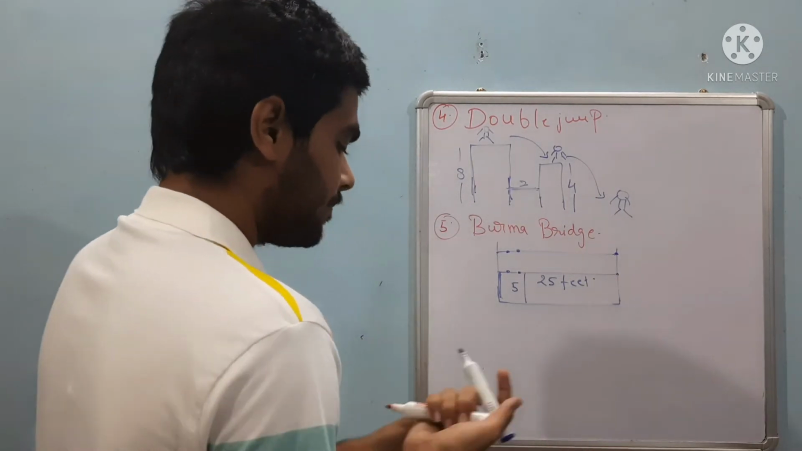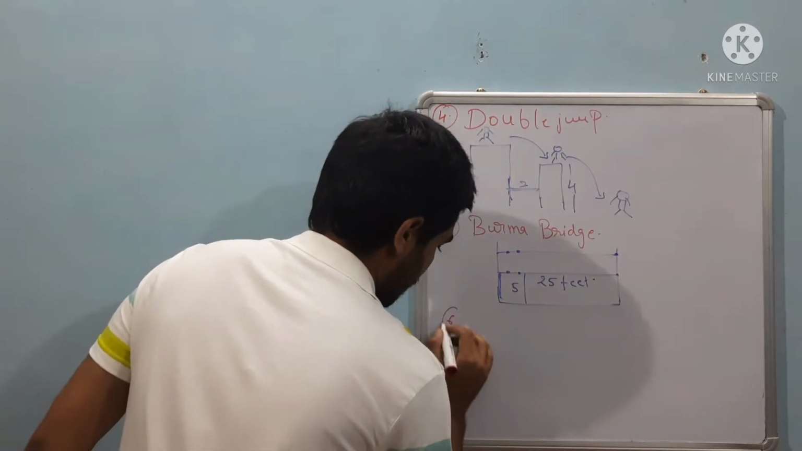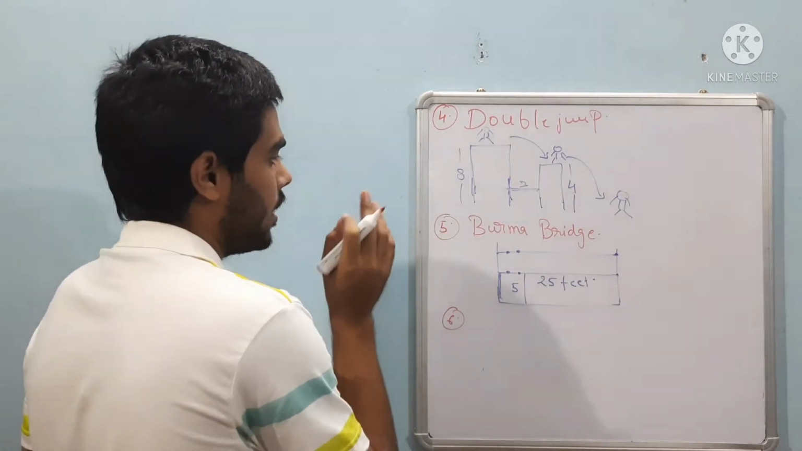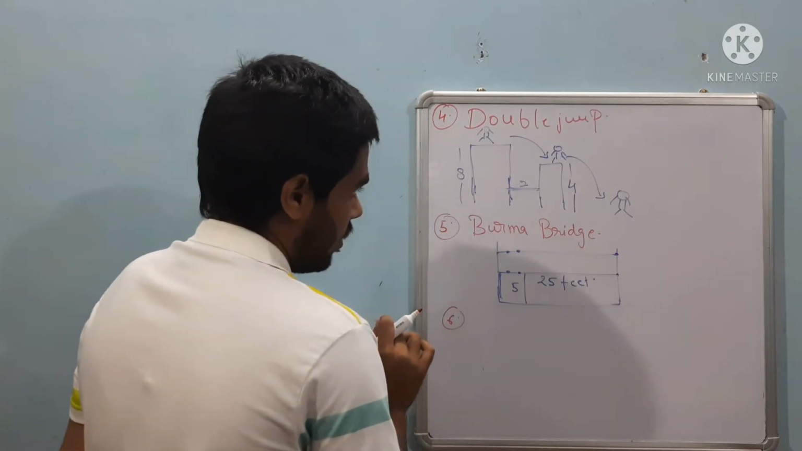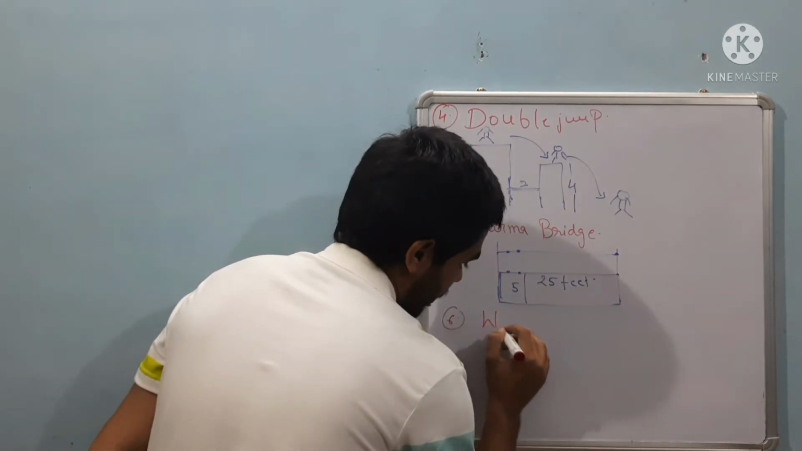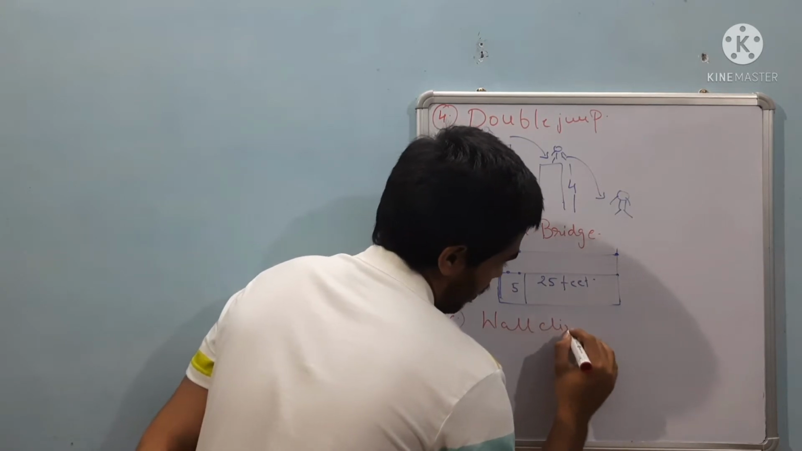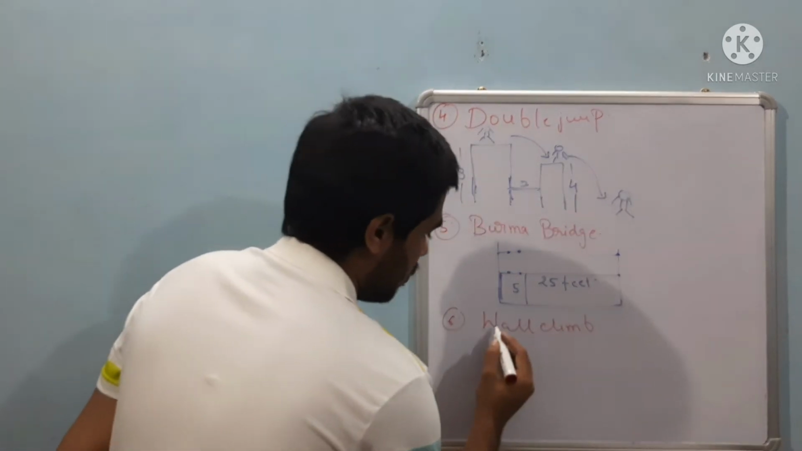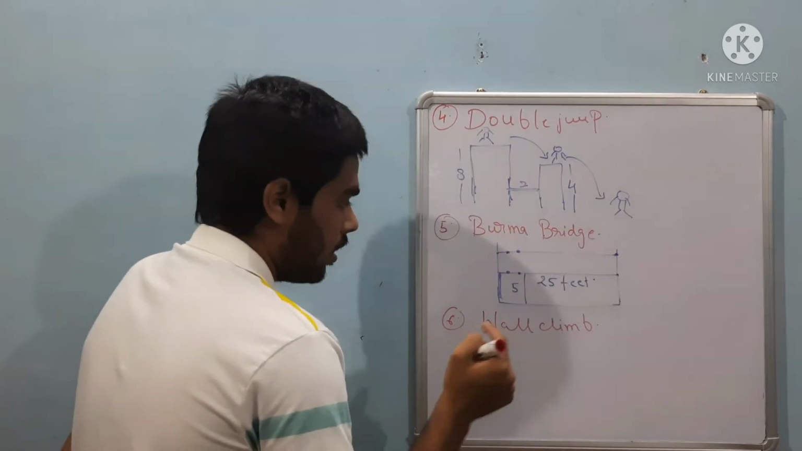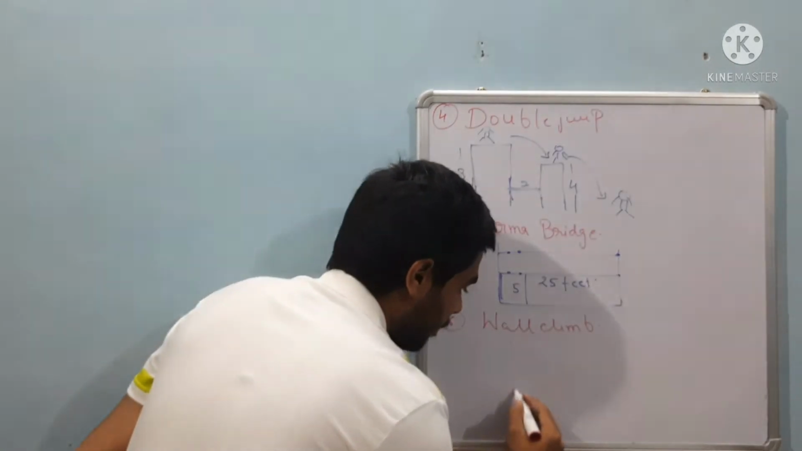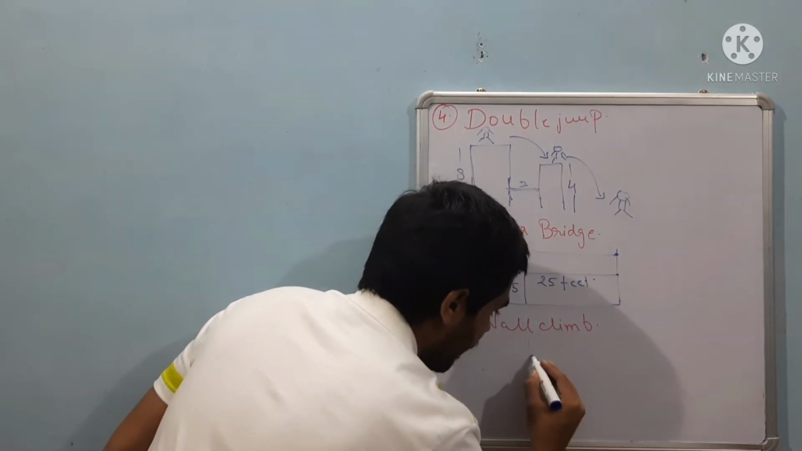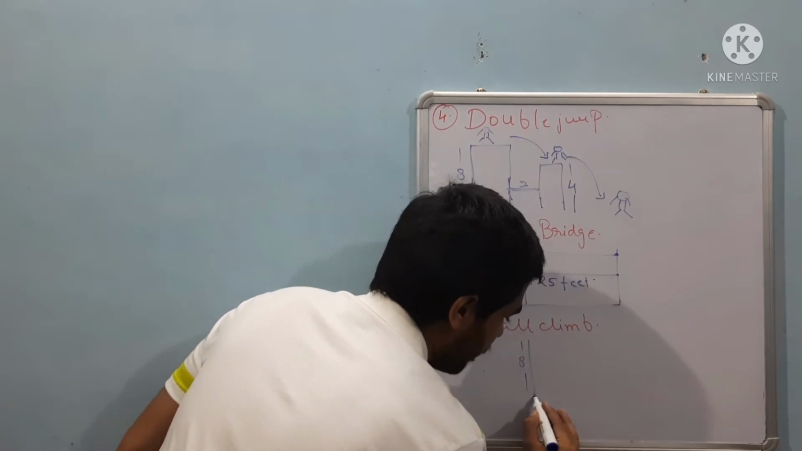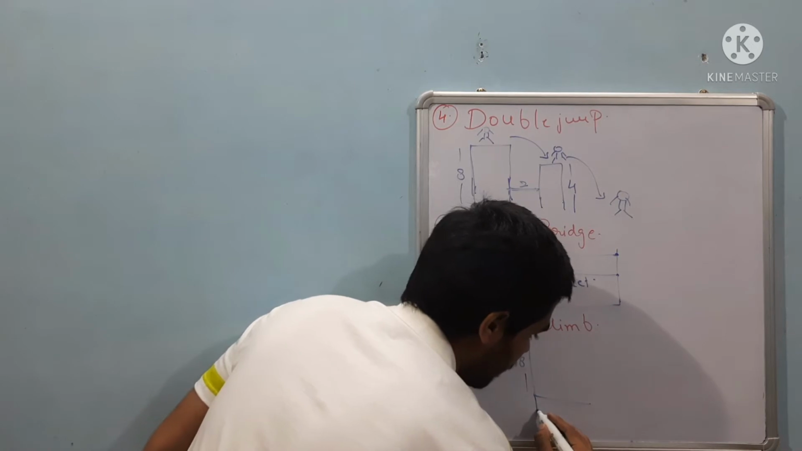The sixth obstacle is wall climb. So in wall climb, you have to cross an 8 feet wall with the help of a ramp. This is the 8 feet wall, and this is a ramp, and this is a slope like structure.